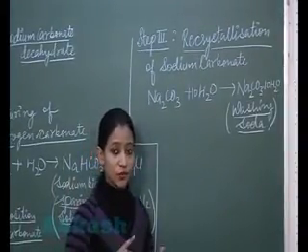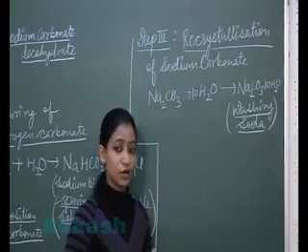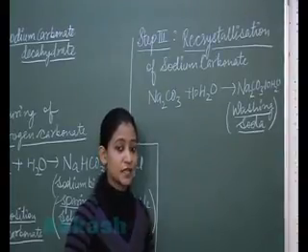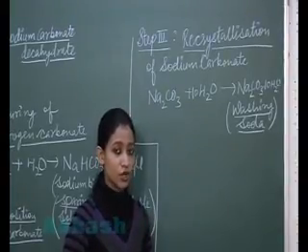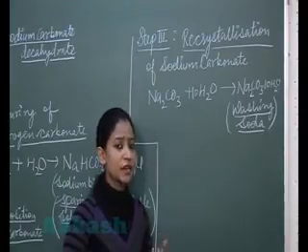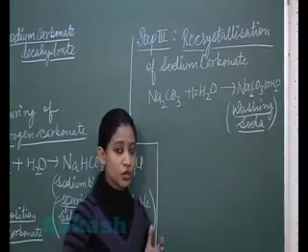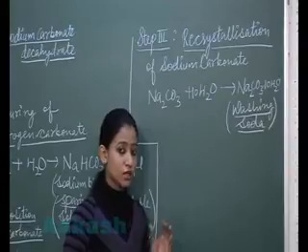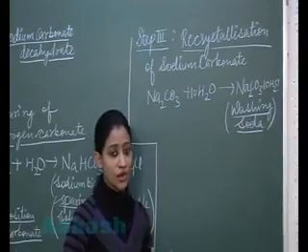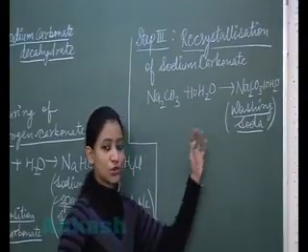It is obtained in 3 steps. First, the formation of sodium hydrogen carbonate, which is later thermally decomposed to get sodium carbonate, which is the anhydrous form, also known as soda ash. And students, when the soda ash is dissolved in water and recrystallized, we get washing soda.